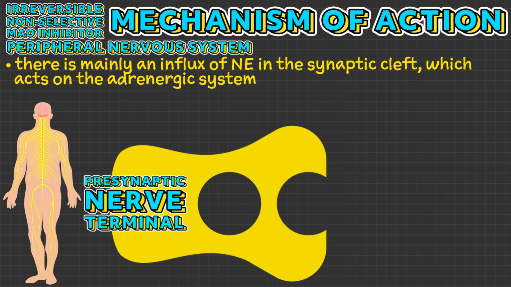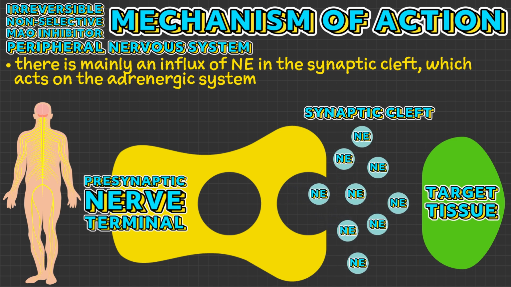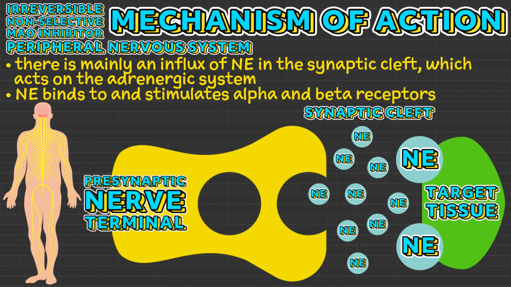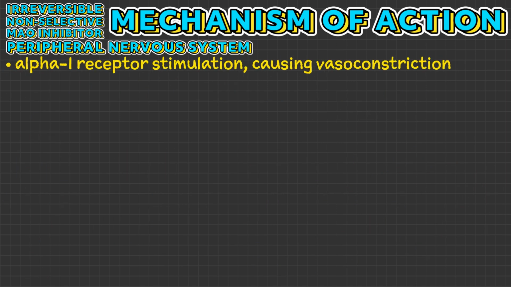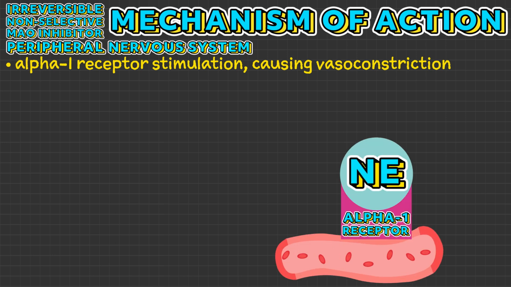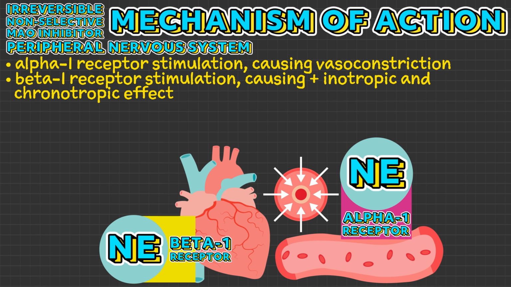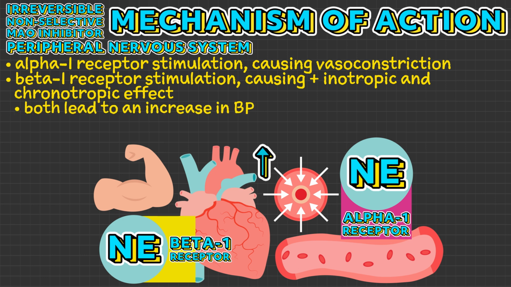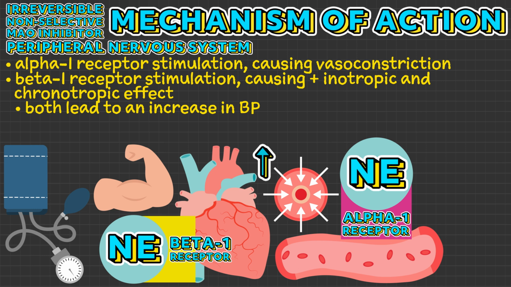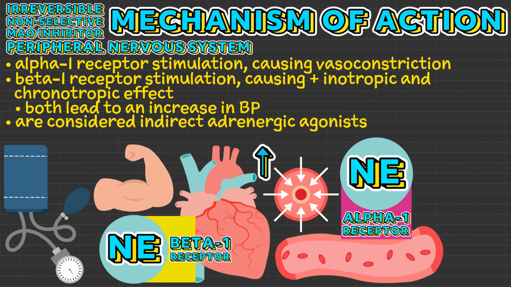In the peripheral nervous system, there's mainly an influx of norepinephrine in the synaptic cleft, which acts on the adrenergic system. Norepinephrine binds to and stimulates alpha and beta adrenergic receptors. The most noteworthy effects are alpha-1 receptor stimulation, causing vasoconstriction, and beta-1 receptor stimulation causing a positive inotropic and chronotropic effect, meaning the heart's force of contraction and rate increase. Both of these lead to an increase in blood pressure. Due to this action on the adrenergic system, irreversible non-selective MAO inhibitors are considered indirect adrenergic agonists.